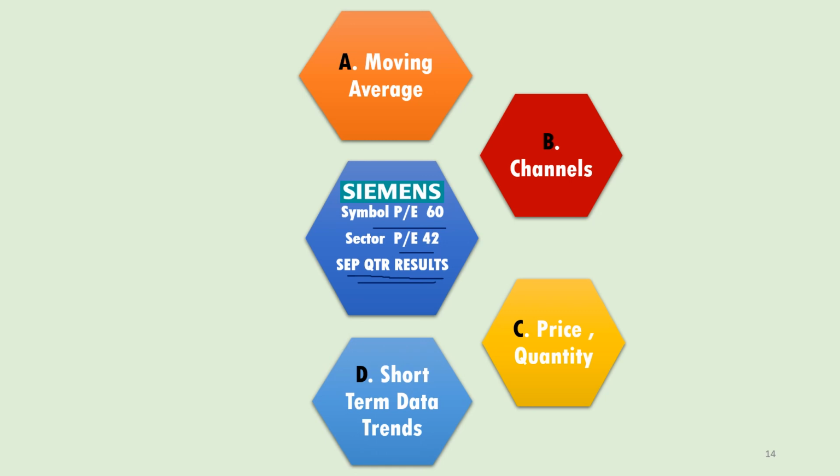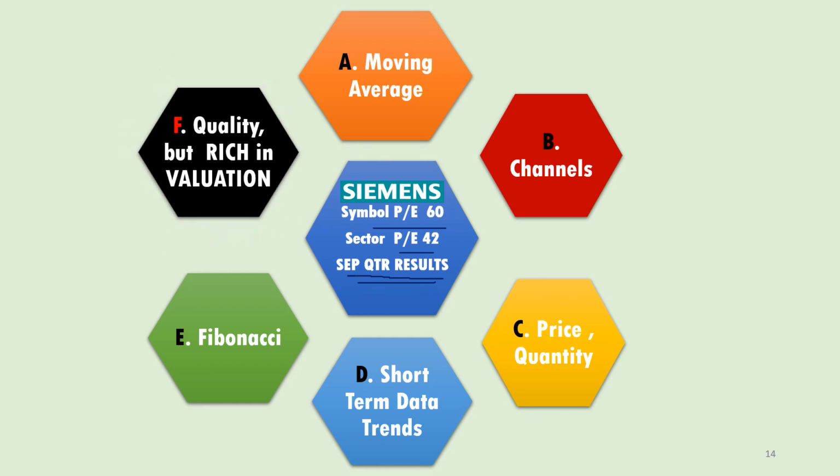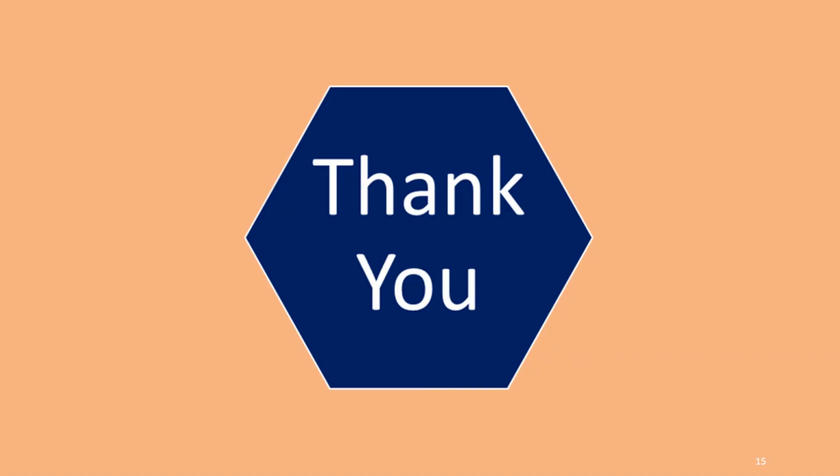And short-term data is talking of price movement around the current prevailing price, and Fibonacci is 43.2%, and it suggests a good potential and scope for benefiting provided the current trend continues. It's a quality stock, but very rich in valuation, as evident from the price earning ratios.